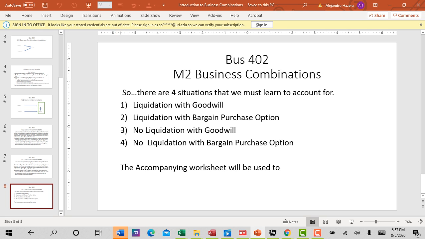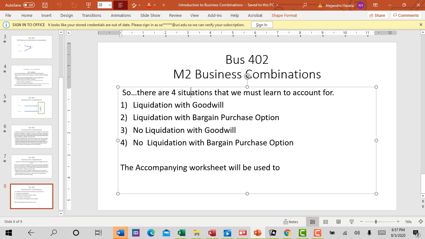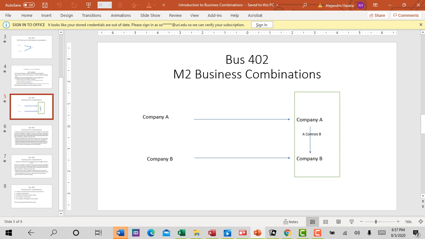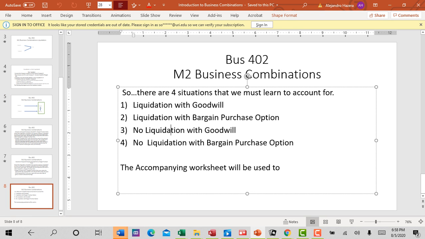Okay, and then I'm going to go down to this slide here. I'm being a little informal about this, but on this slide we have three situations. First one was liquidation with goodwill, so you overpay, you pay more for something and the asset is liquidated. Next one is liquidation with bargain purchase option, which means that you do away with the other company, bring over all the assets and liabilities, but you pay less. Then we're going to have two situations where we have no liquidation. First one with goodwill, you pay a lot. Second one with bargain purchase option, you get a bargain. You pay less than the net book value of the fair value of the other company.